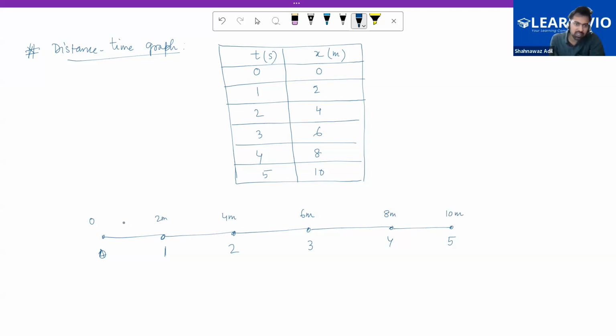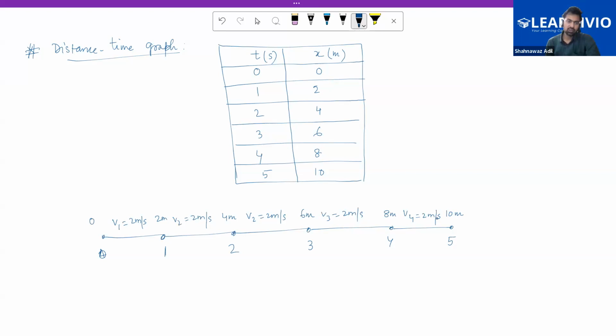So what is the speed in here? This is 2 minus 0 over 1 minus 0. So 2 meters per second. What is the speed in here? This is 2 meters per second. What is the speed in here? That is 2 meters per second. And here also, 2 meters per second. Right? So is it clear?